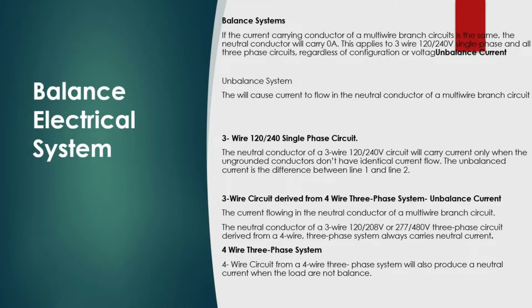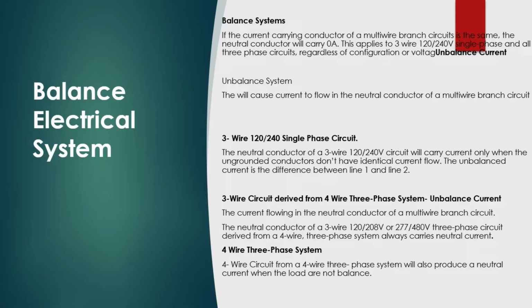So, the balanced system now. If the current carrying conductors of a multi-wire branch circuit are the same, the neutral conductor will carry zero amps. This applies to three-wire 120/240 single phase, and all three-phase circuits, regardless of configuration or voltage. All right, so the balanced system is just that system that has the same loads on both phases. So the system actually neutralizes, and the current returning on your neutral would be 0 amps.